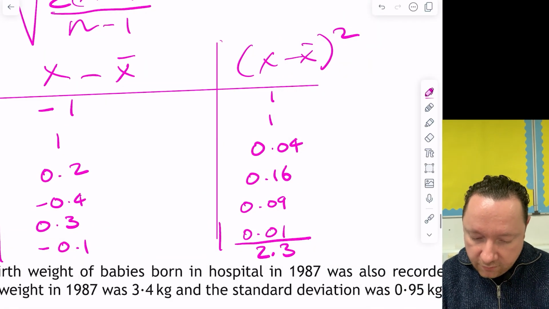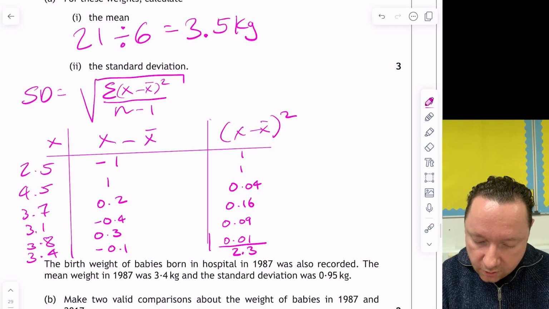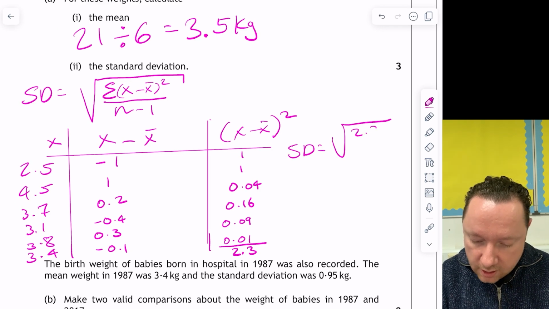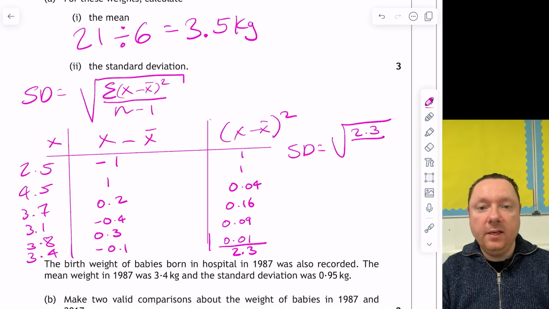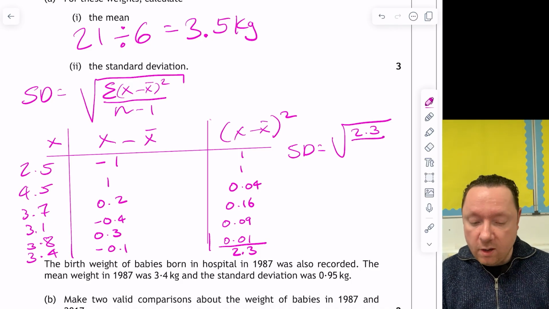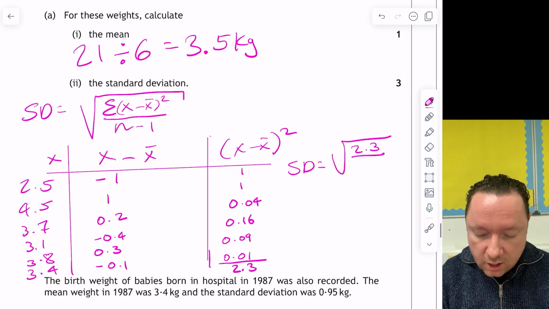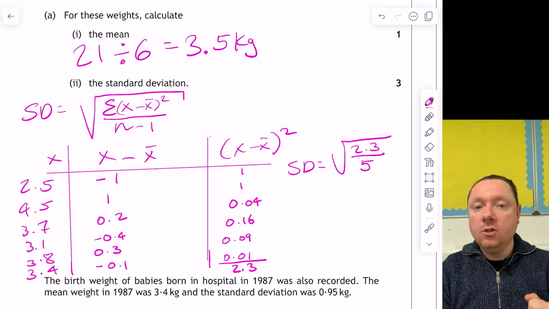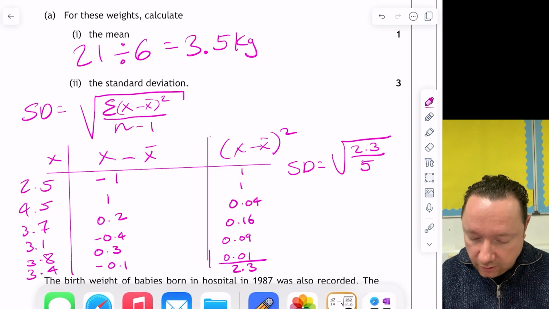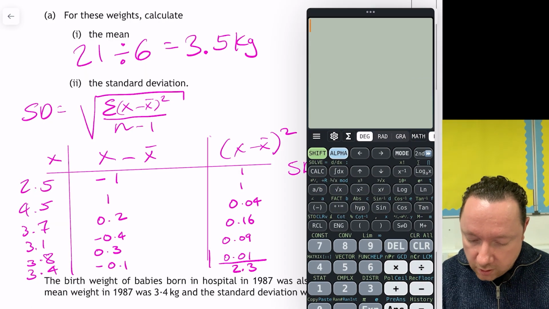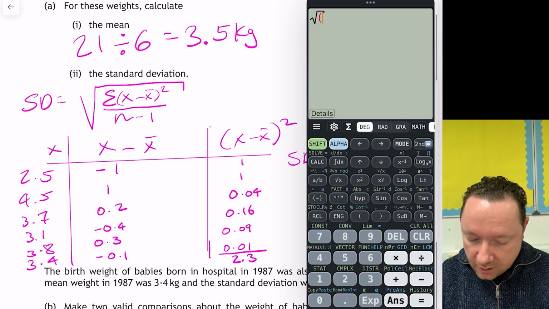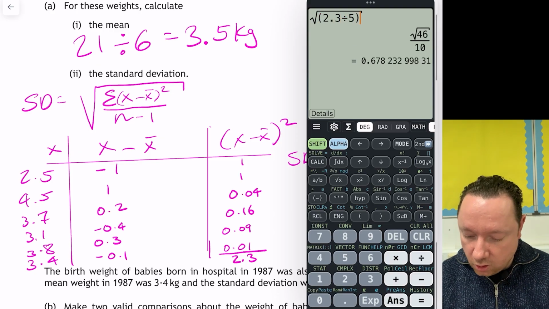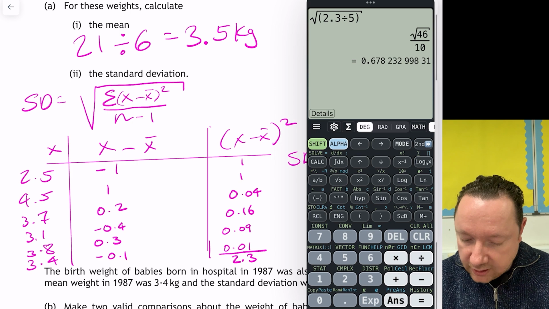So that means that at the side I can work out the standard deviation now. It is simply the square root of the number I just found, divided by, well, n minus 1 means 1 less than the number of numbers you started with. I started with 6 numbers, so it's divided by 5. Now notice I'm square rooting the whole of that, so I need to use brackets in my calculator. So I get my calculator out, press the square root button, bracket, 2.3 divided by 5, and then close the bracket so it square roots it all. I get 0.678.